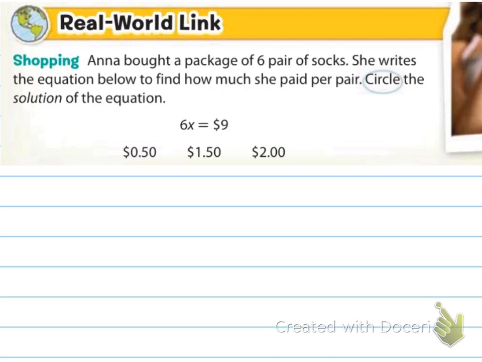So when you look at it, 6 pairs of socks for $9, is that going to cost 50 cents each? Will that cost $2 each? Well, I think $2 we can immediately get rid of, right? Because we know that 2 times 6 would be 12, not 9, so that doesn't work. 50 cents, if you think about 6 sets of 50 cents, that would be $3. That's certainly not going to be it, you wish. So it turns out that $1.50 times 6 is going to be $9.